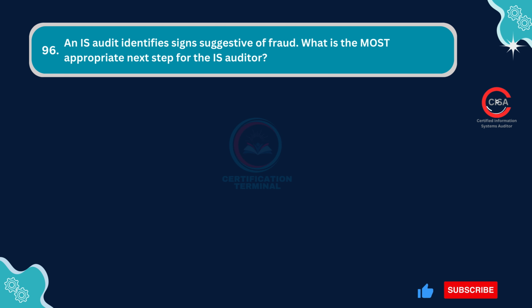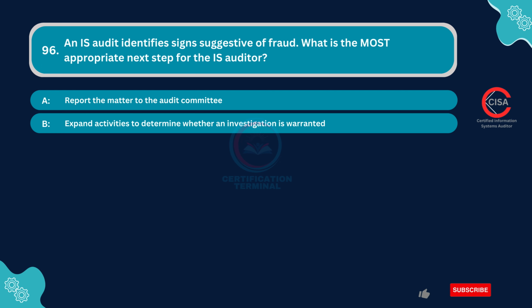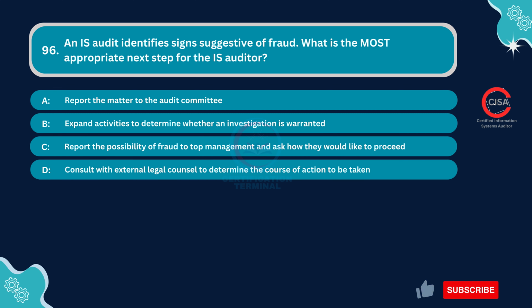Question number 96. An IS audit identifies signs suggestive of fraud. What is the most appropriate next step for the IS auditor? Option A, report the matter to the audit committee. Option B, expand activities to determine whether an investigation is warranted. Option C, report the possibility of fraud to top management and ask how they would like to proceed. Option D, consult with external legal counsel to determine the course of action to be taken.